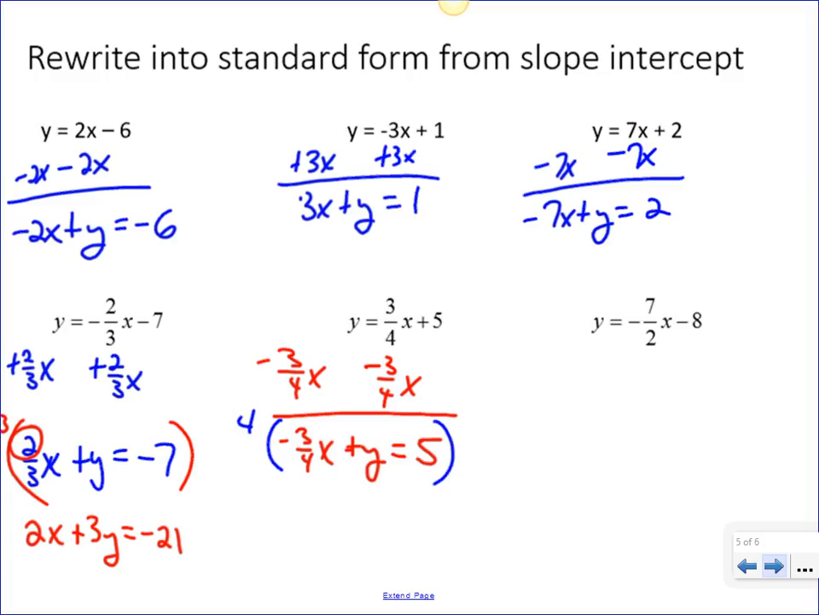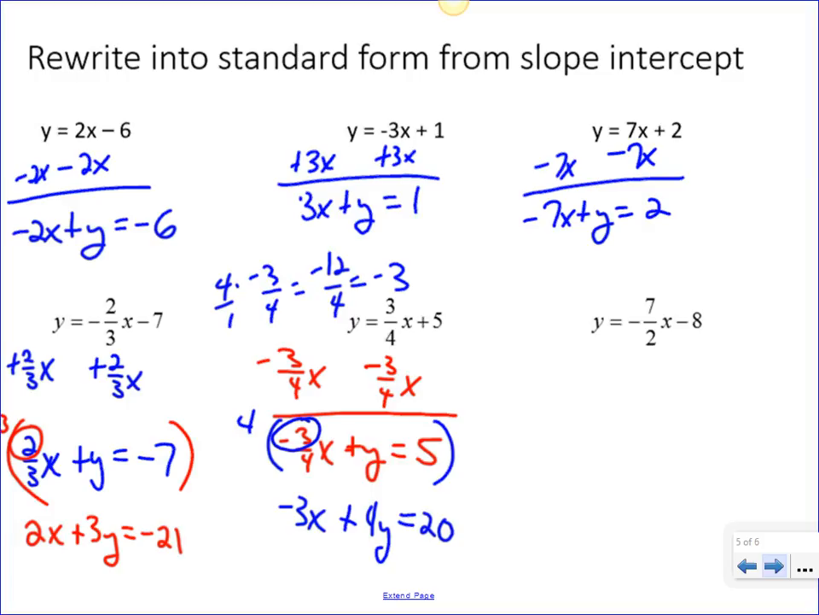If I think about that, 4 times a negative 3/4, that would be a negative 12 over 4, or once again, that reduces to just a negative 3. So I'm just left with this negative 3. So I get a negative 3x. I multiply the 4 times the y, and I get 4y. Multiply the 4 times the 5, and I get 20.